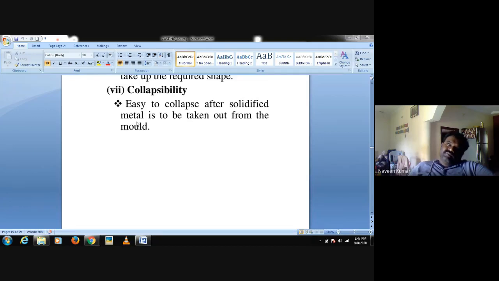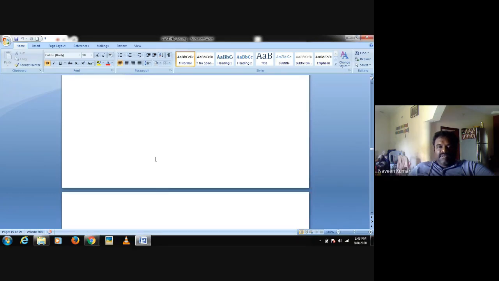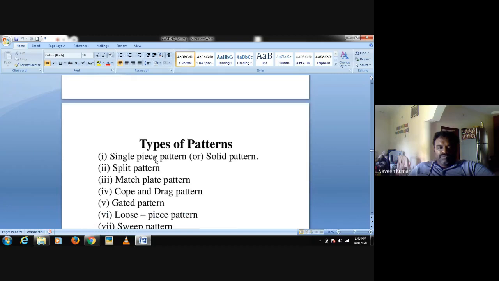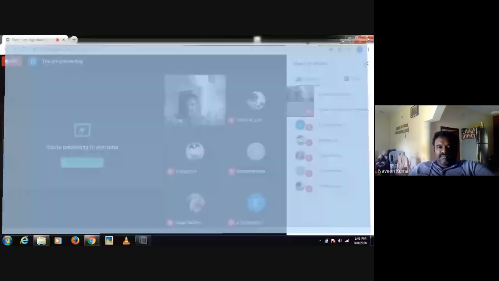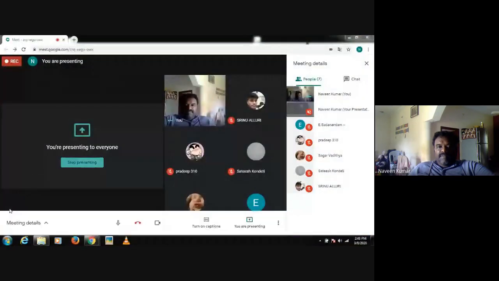Next, write one more. Next property: put subheading Coefficient of expansion. Under that, write down: coefficient of expansion should be low.